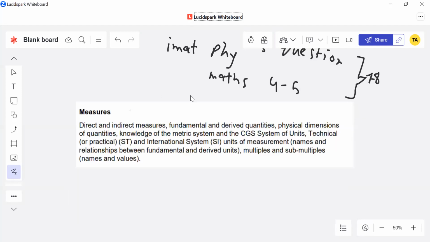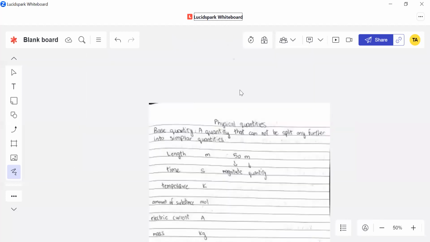Okay, so the first chapter for physics is measures. In this chapter, you'll know what units are, the different types of units. You'll also know how to derive base units, what are base units, everything about units and measurement is in this chapter. So let's get started.